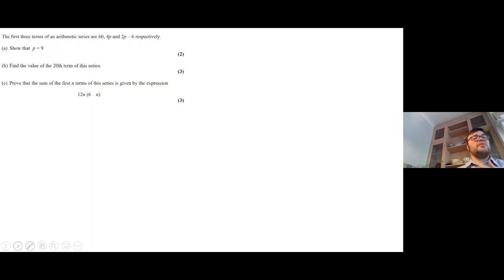The first three terms of an arithmetic sequence are 60, 4p, and 2p minus 6, respectively. Show that p is equal to 9. So if that's the case, a is equal to 60, that's the first term. The common difference d is 4p minus 60, or it is also 2p minus 6 minus 4p, because the common difference is how much it's increasing by. I'm going to put this one in brackets.